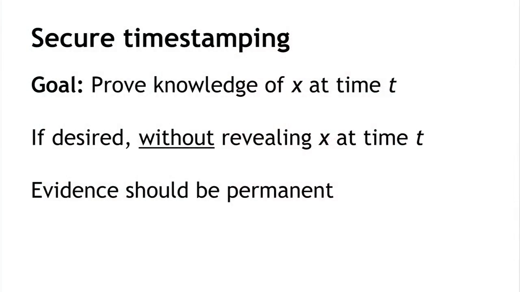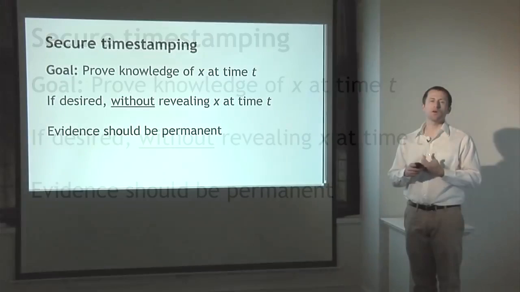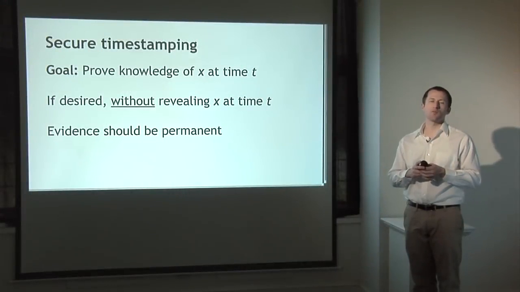So what we'd like to build using this is secure timestamping. The goal here is that we want to be able to prove that we know some value x at a specific time t. We know it at no later than time t. And oftentimes we're going to want to be able to prove that we know what x is without actually revealing it at time t, but revealing it later. And we want the evidence to be permanent. So we have a permanent record that we knew some information x at time t or earlier that nobody can ever destroy after the fact.